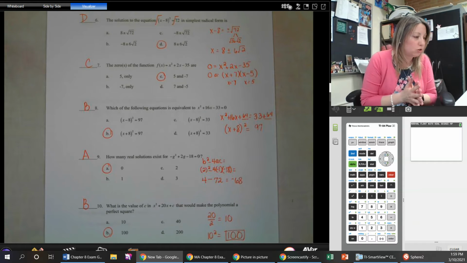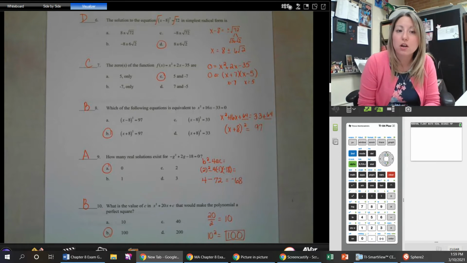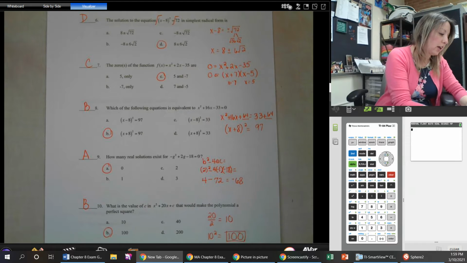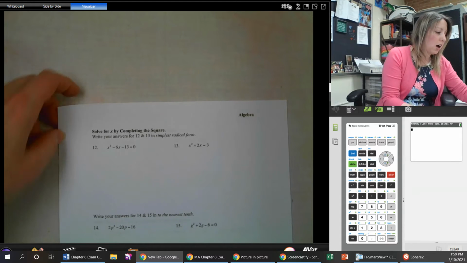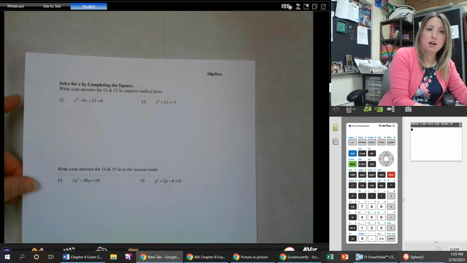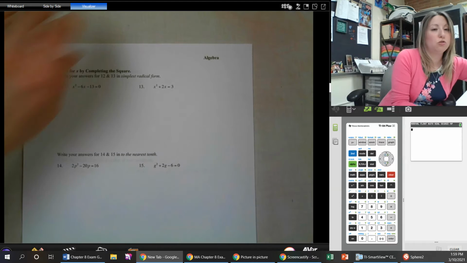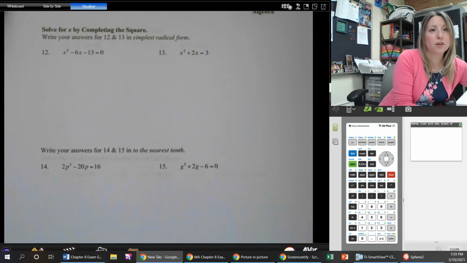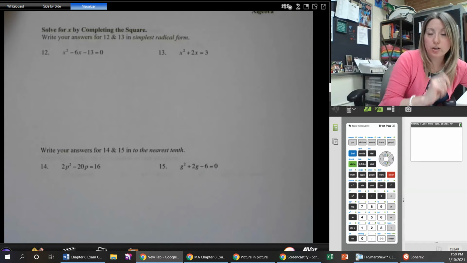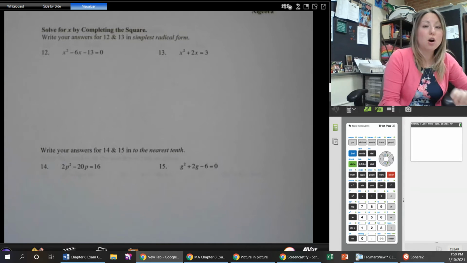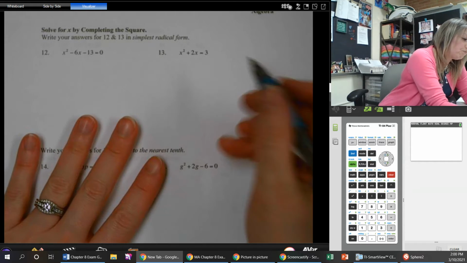So the next thing we have to do is to solve quadratic equations by completing the square. So the whole shebang comes together, not just pieces of it like we looked at here. I'm going to do number 13 and number 15, and I will leave you to do 12 and 14. And do note that there are different directions there. Both directions we're solving for x by completing the square. But for 12 and 13, leave your answer in simplest radical form, and for 14 and 15, we round our answer to the nearest tenth. Okay, so let's begin with number 13.